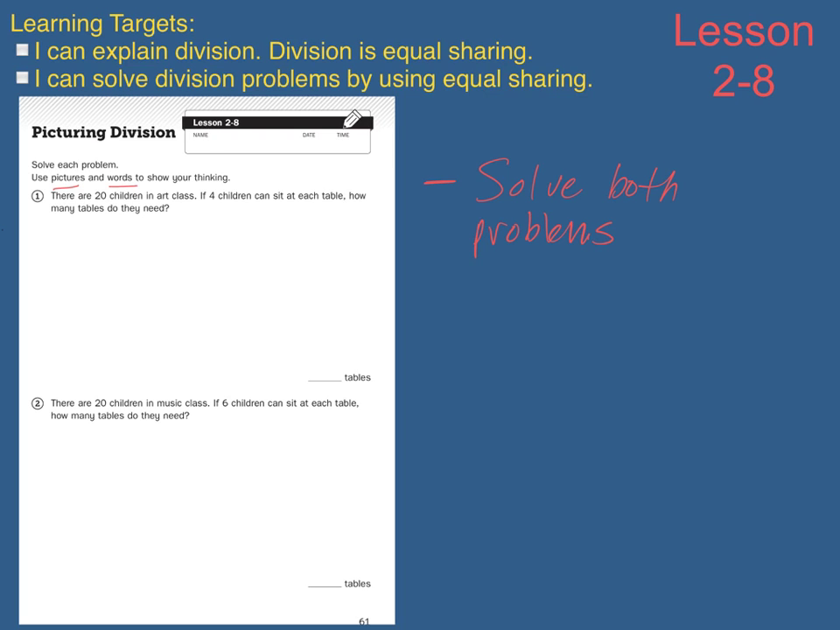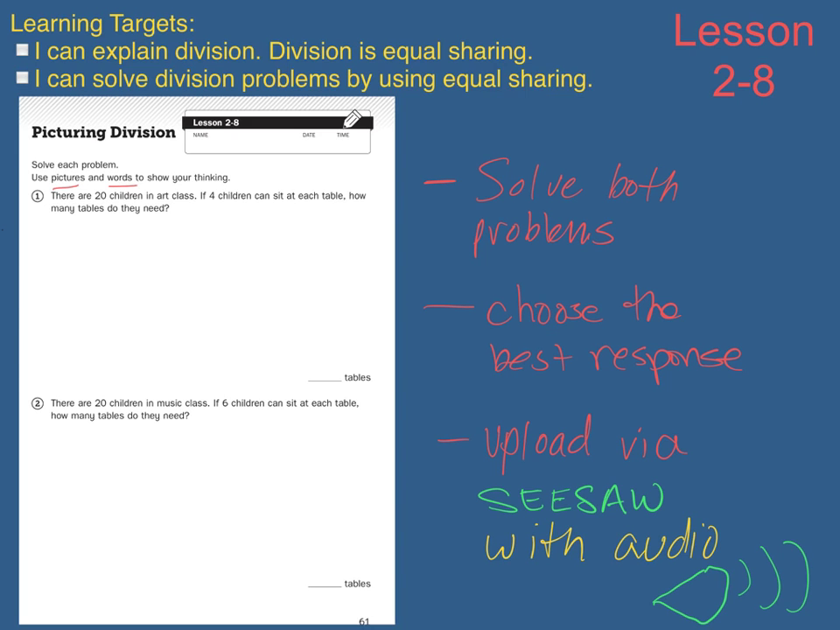Similarly to how I just gave you those two examples, I want you to be doing that same type of work, and that's what I'm expecting. After you solve both problems, choose the best response. And after you choose the best response, you're going to upload your work. Choose one of these questions, either one or two. Don't try to include both of them with Seesaw. And you're going to record your explanation over top of your work, just like I'm doing for you now.